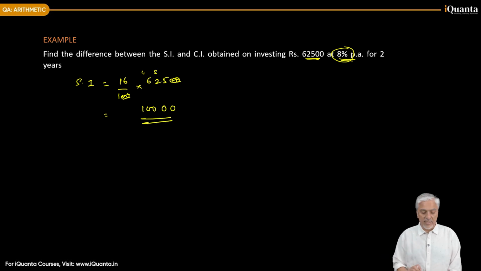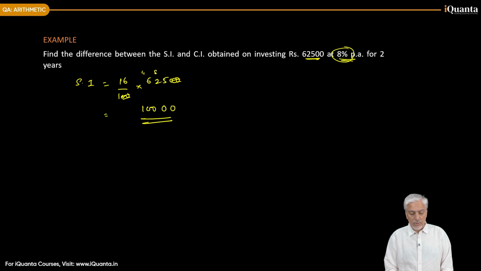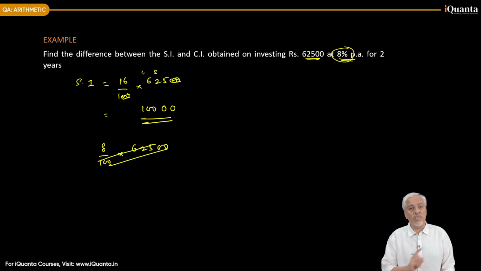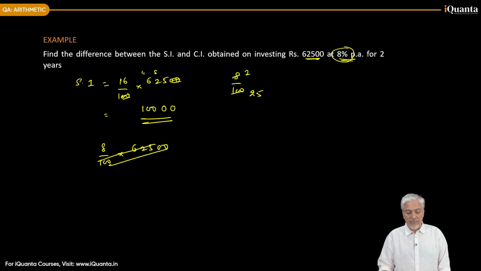What about compound interest? What I just did in the earlier question, I would do 8% of 62,000, or I can ask, how much is 8 as a fraction? If you want to use the fraction approach, 8% is 2 by 25. So when something is increasing by 2 by 25, it will become 27 by 25. Let's have a look at different approaches.